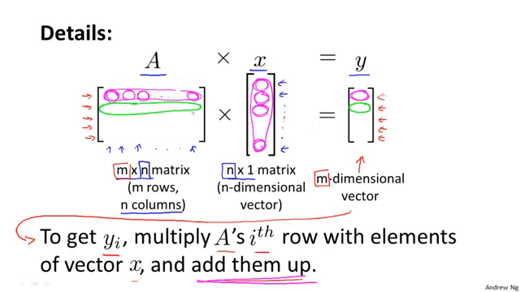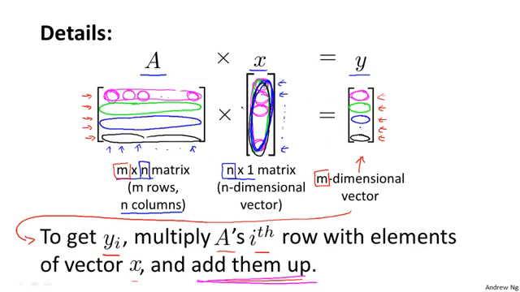So we take the second row of A and multiply elements-wise with the elements of x and add up the results of the products, and that would give me the second element of y. And you keep going. Then I take the third row of A, multiply elements-wise with the vector x, sum up the results, and I get the third element, and so on until I get down to the last row, like so. Okay? So that's the procedure.